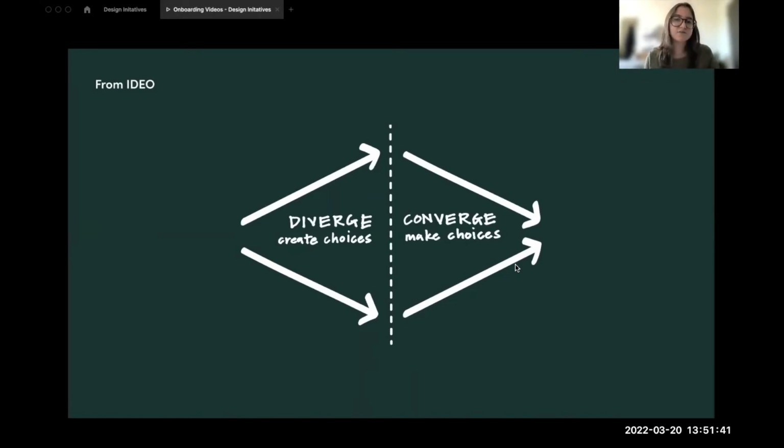This idea is very applicable when talking about the ideation phase of the design process, which we'll cover later. But essentially, you're casting a wide net, thinking about all the possibilities that could be relevant for the problem that you're trying to find a solution for. And then as you do your research or narrow down your ideas, you're coming closer to a solution that best fits the problem.